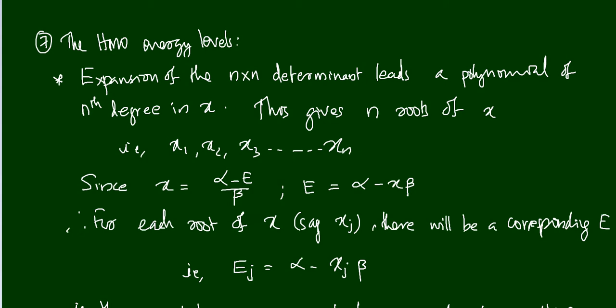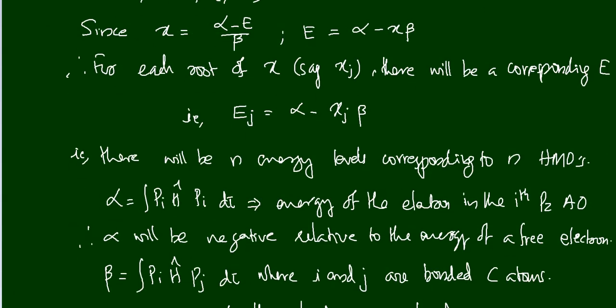So what you have to understand from here is that there will be n energy levels corresponding to n Hückel molecular orbitals. Okay, if there are n carbon atoms, you will get an n by n determinant, and corresponding to the n by n determinant, there will be n solutions of x, and corresponding to the n solutions of x, you will get n values of ej. It means that there will be n Hückel molecular orbitals corresponding to n values of energy. Okay, there will be n energy levels corresponding to n Hückel molecular orbitals.